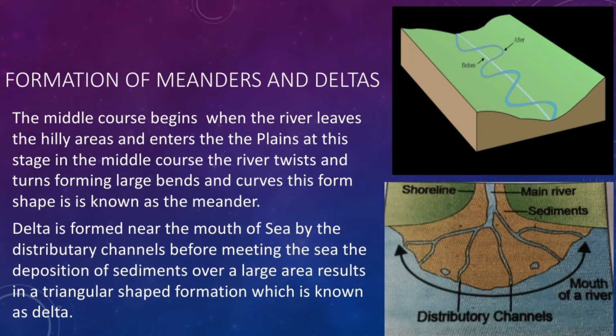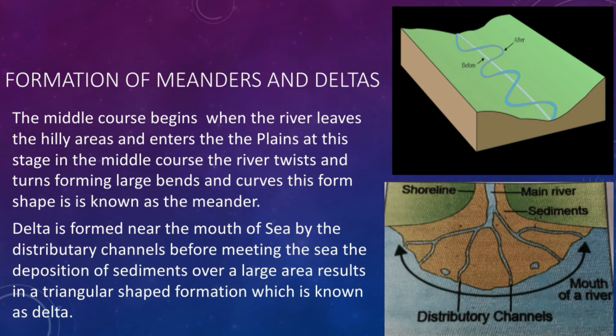Means at the starting when it takes birth, we have already learned about tributaries, but in the middle course, when it begins, when the river leaves the hilly areas and enters the plain areas, there in this middle stage, this structure is made by the rivers. It is a zigzag structure which is called meander.